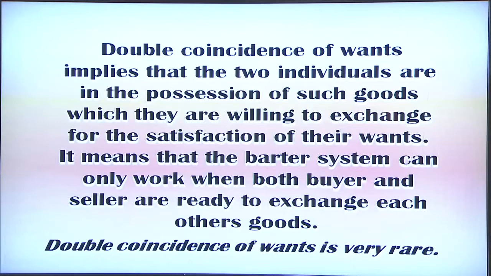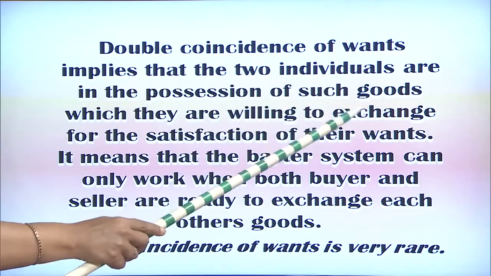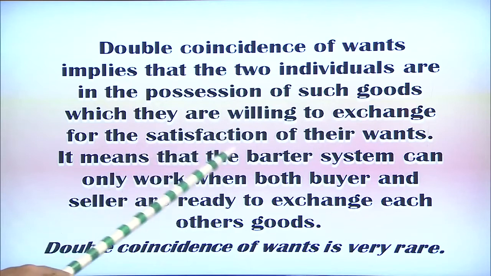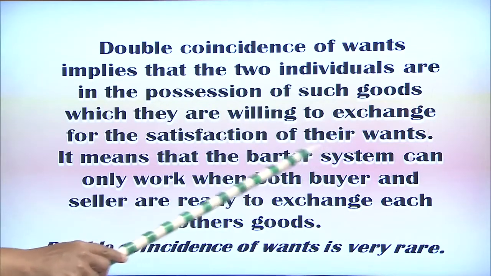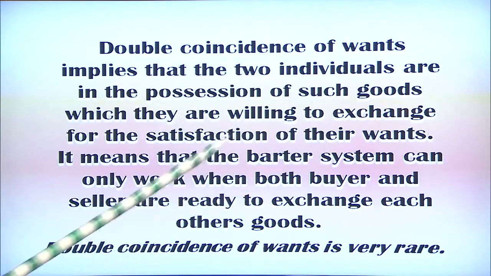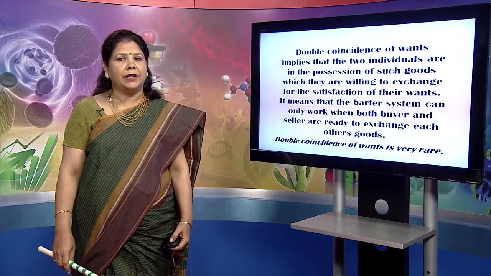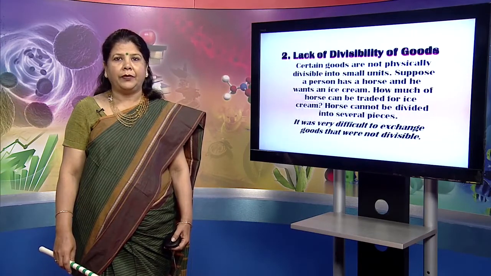The double coincidence of wants implies that the two individuals are in the possession of such goods which they are willing to exchange for the satisfaction of their wants. It means that the barter system can only work when both buyer and seller are ready to exchange each other's goods. Double coincidence of wants is very rare.